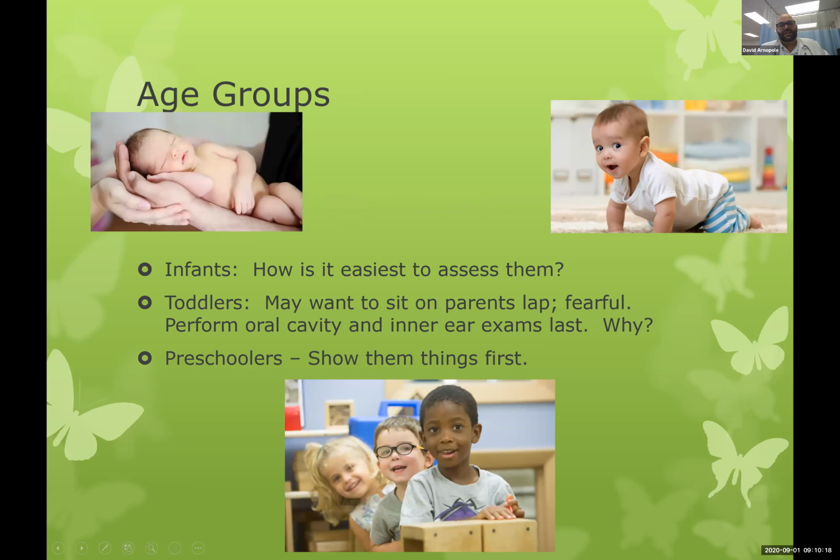Age groups. I have mentioned before, we are only studying adults and geriatrics in this course. However, this book mentions a few things, and I wanted to make sure we touch on them. How you assess someone changes based on age. What do you think the easiest way to assess an infant would be?